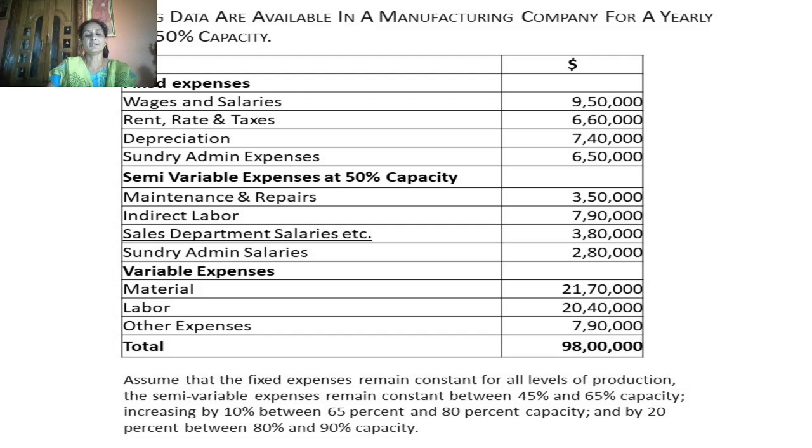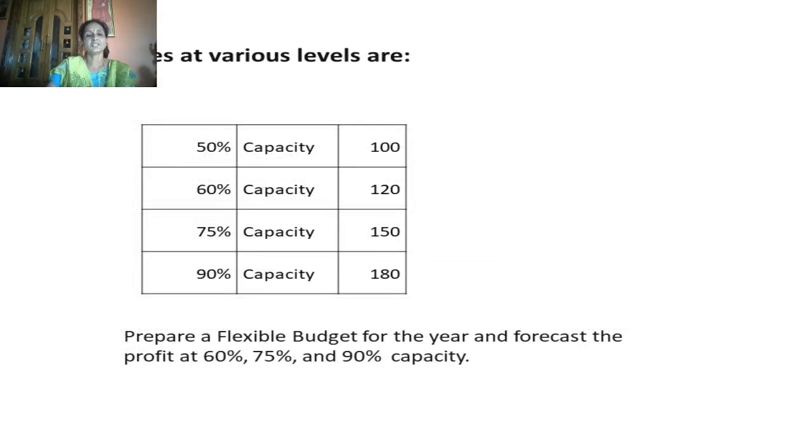Then between 65 and 80, there will be an increase of 20%. So when we are calculating semi-variable expenses, this has to be kept in mind, and we have to increase the price by 10% and 20%. And here they have stated the sales at various levels. At 50% capacity, the sales will be 100. At 60%, 120, 75%, 150, and 90%, 180. What we have to calculate here is we have to prepare a flexible budget at 60%, 75%, and 90% capacity.